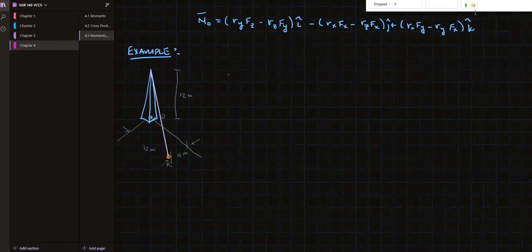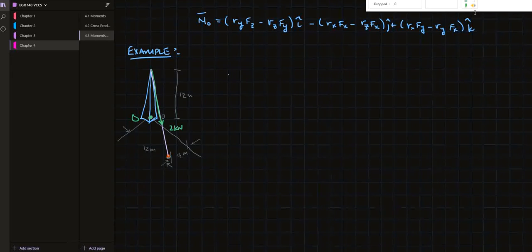All right, here's our example. We're pulling on this tower with a force of 2 kilonewtons. Tower's 12 meters tall. The point here where we're standing and pulling this rope is 12 meters in this direction, 4 meters in this direction. Let's go ahead and find the moment about O that force is creating.